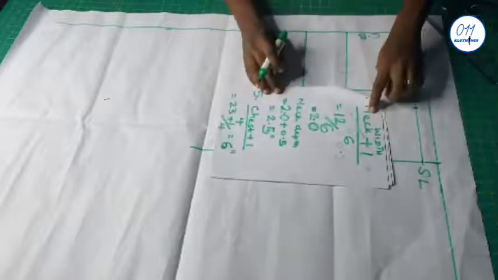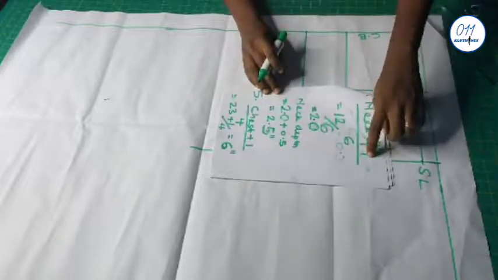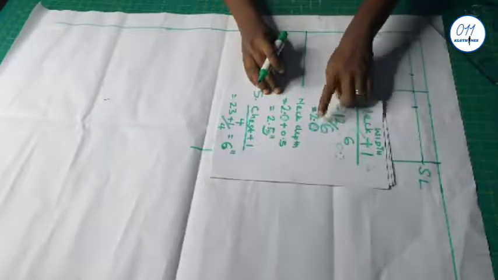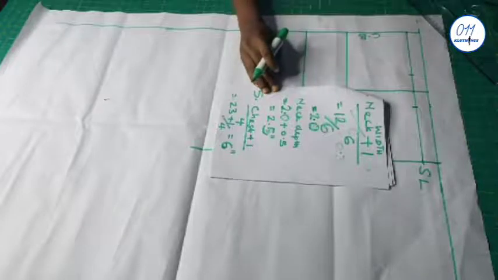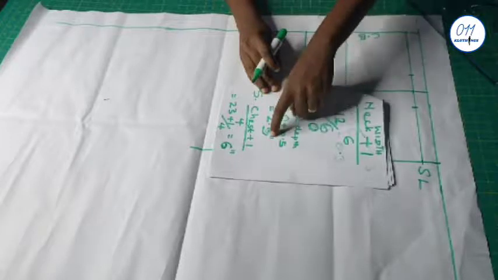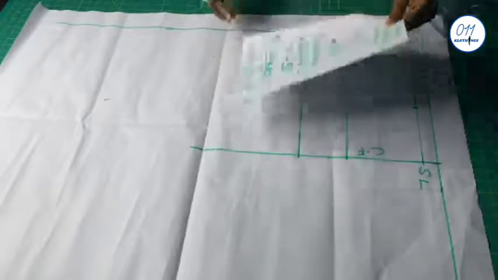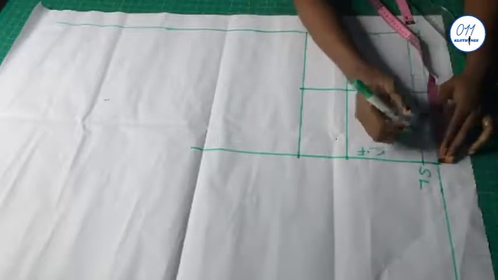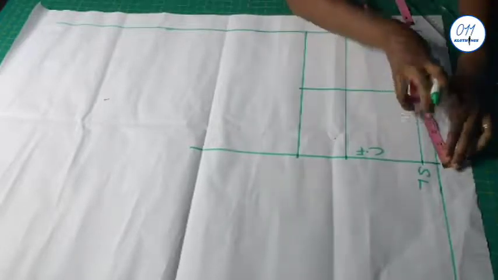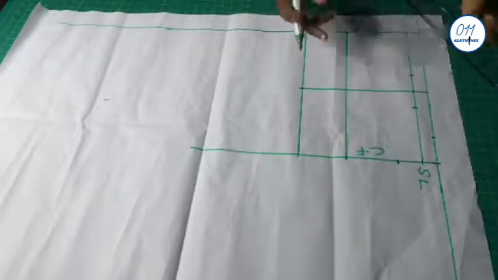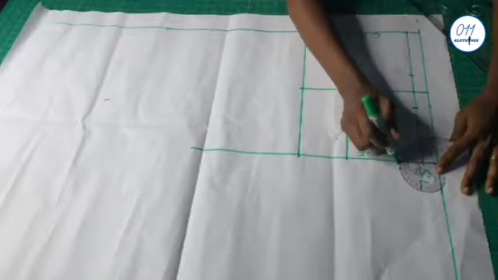The next thing to do is to estimate the front neck width using the formula neck circumference plus 1 inch for ease divided by 6, which gave me 11 plus 1 all over 6, which is equal to 2 inches. For the neck depth, I will add 0.5 inch to the neck width value which we calculated earlier, which gave me 2 plus 0.5, which is equal to 2.5 inches. So the front neck dimension will be 2 inches by 2.5 inches. I will now draw the neck curve using a French curve like this.